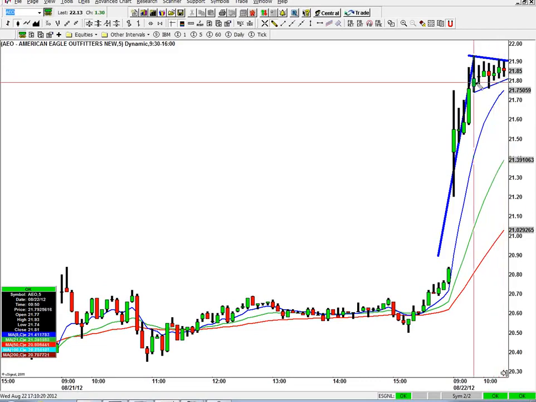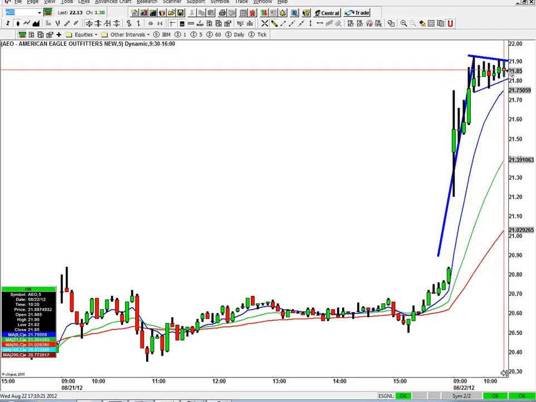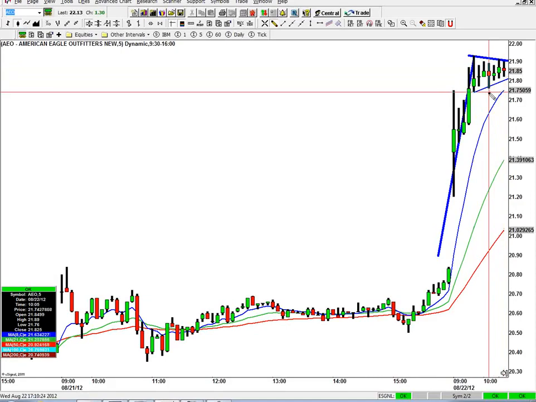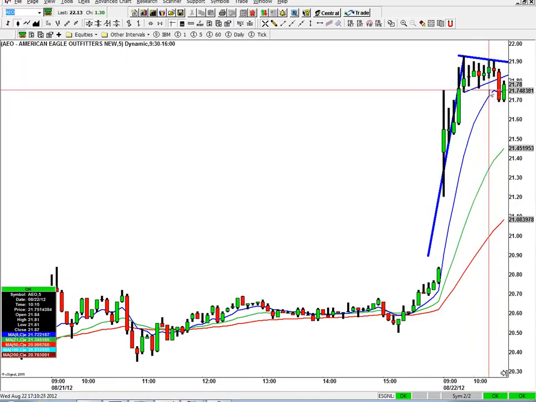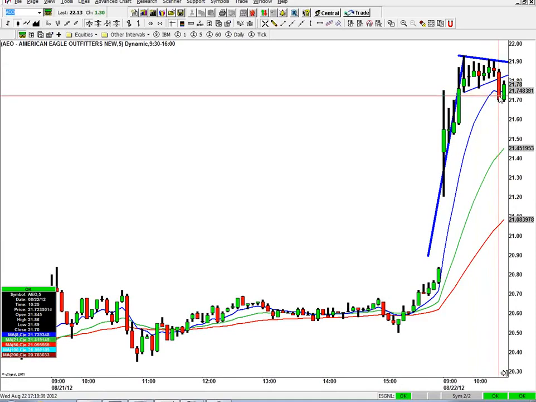The problem is with this one, it's only 10 cents, so my brain would probably tell me to buy as it broke out of the flag. So as we go here, you see that red bar, I probably would have been in a little here, and then I would have gotten nervous because it broke my flag.